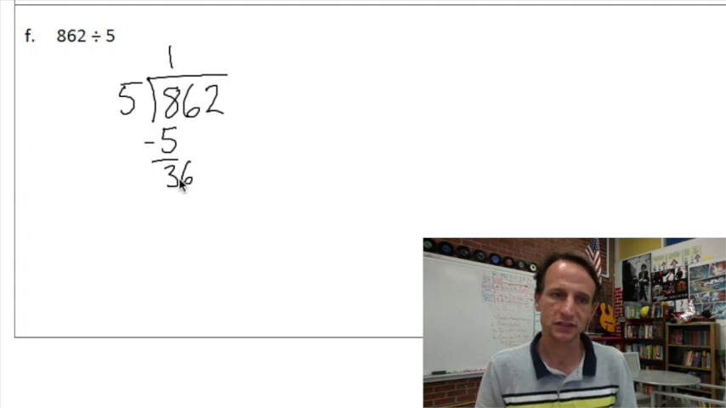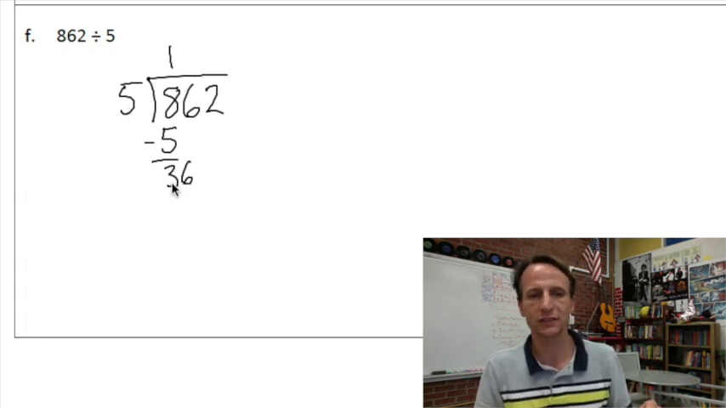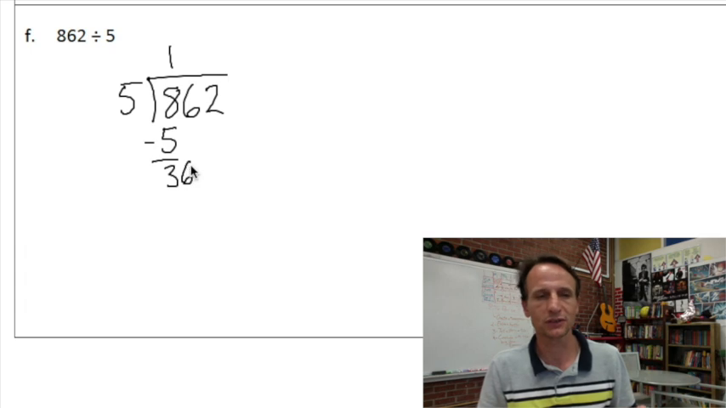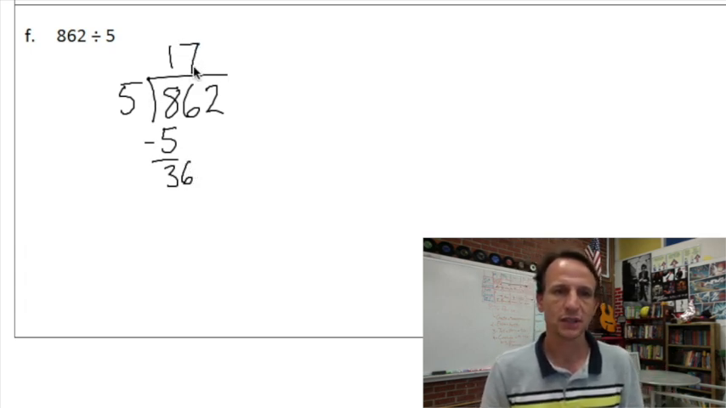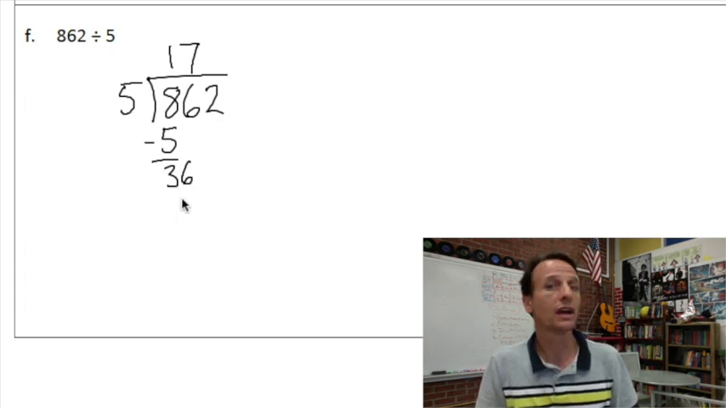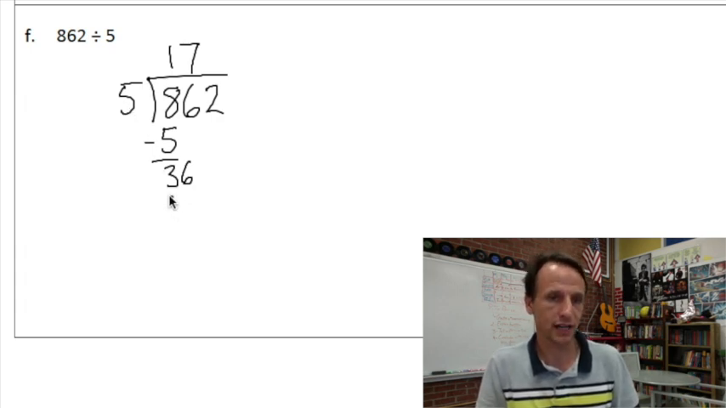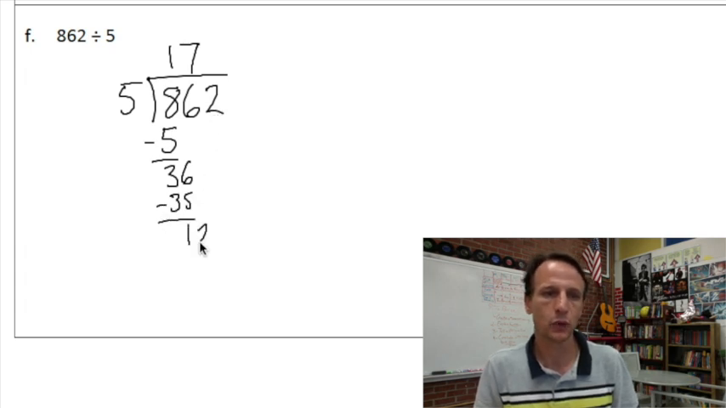So we have 36 tens. How many 5s in 36? Well, you know these, right? So you know your 5s. So it is 7, because 7 times 5 is 35. Good. When we subtract, we're left with 1, and we can now divide the ones place.